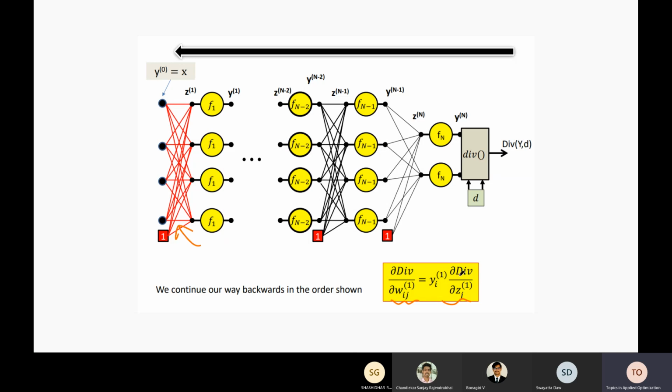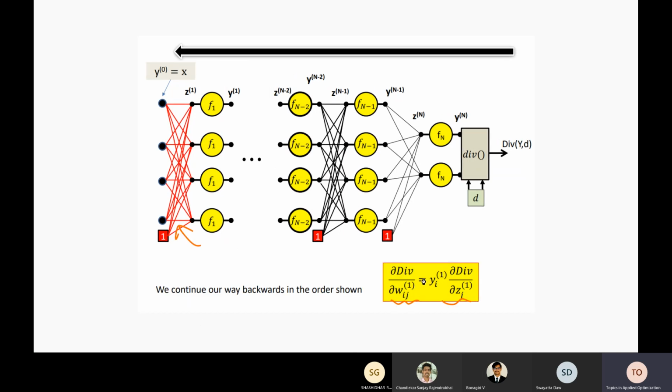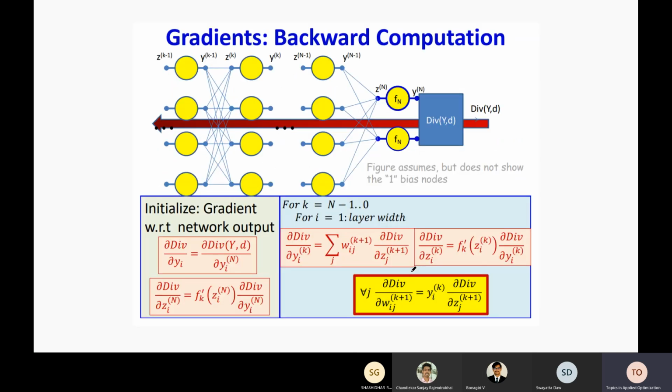Okay, so all these values yi, zi, all the intermediate values that are needed, are computed during the forward pass, so they are all stored and can be used. This is so-called back propagation. Back propagation is nothing but the chain rule to compute the derivatives.